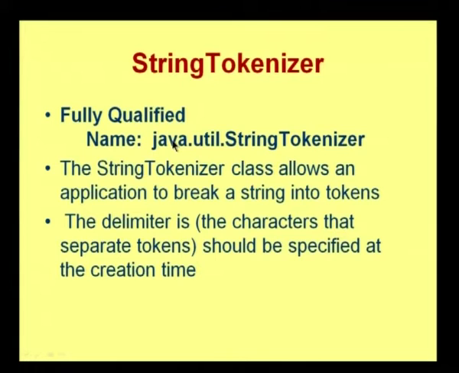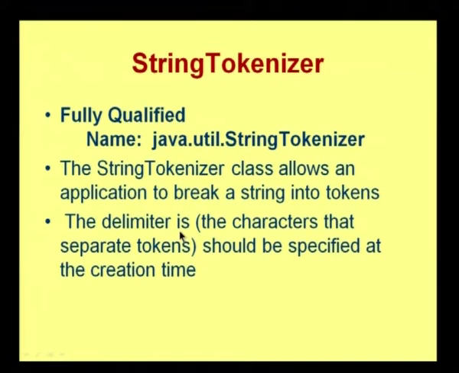Similarly, we have a class called StringTokenizer as well as a class called StreamTokenizer. StreamTokenizer is a class used to tokenize the contents of a stream, whereas StringTokenizer is used to tokenize the contents of a string. The fully qualified name for this is java.util.StringTokenizer. The StringTokenizer class allows an application to break a string into tokens.